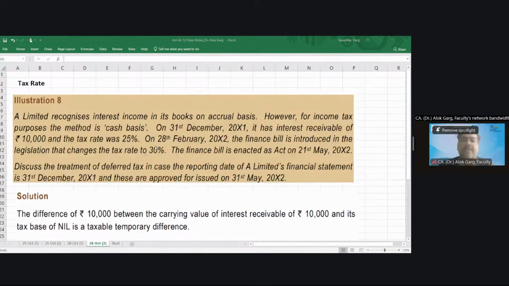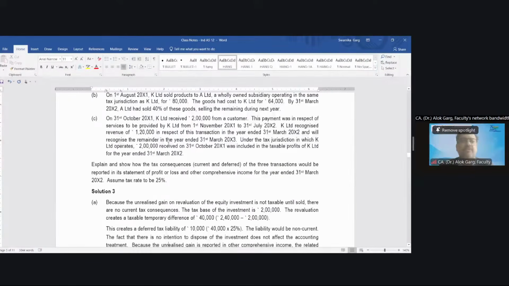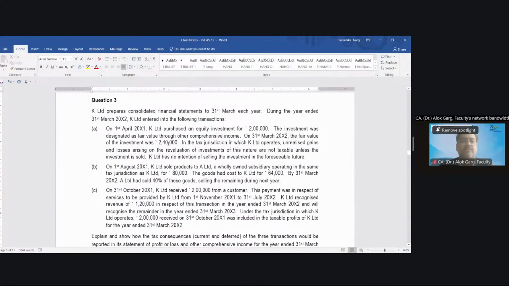Okay. Now let me take you to another question on this Word file. Just a minute. Question number 3. I hope this Word file is visible to all of you. Question number 3. K Limited prepares consolidated financial statements to 31st March each year. During the year ended 31st March, K Limited entered into the following transactions.